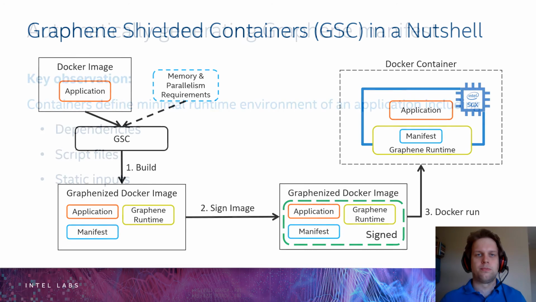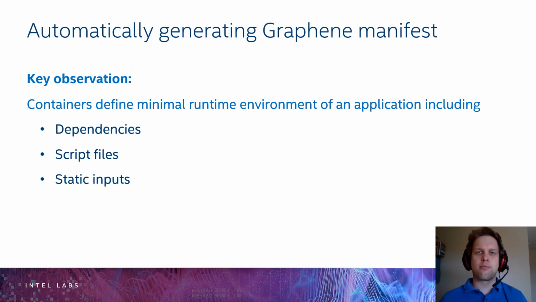On the previous slide, I simplified the manifest file generation substantially. Let me explain how we semi-automatically generate a manifest file from a Docker image.